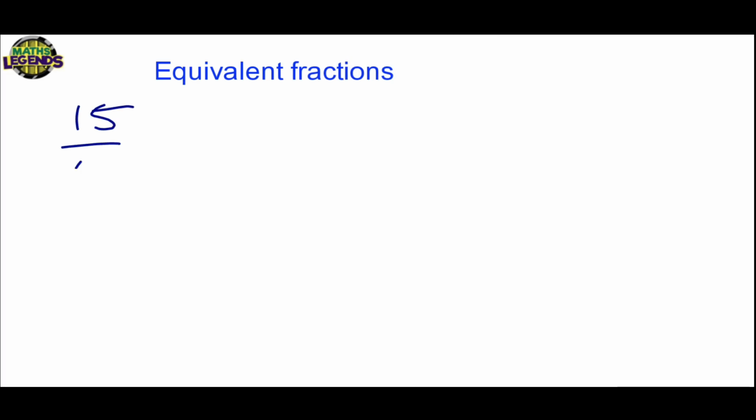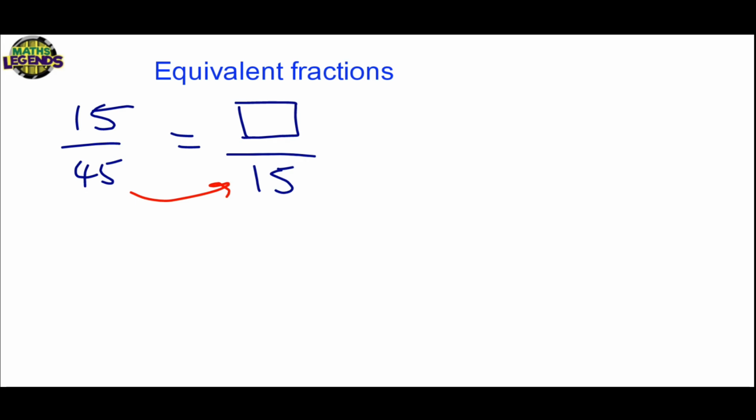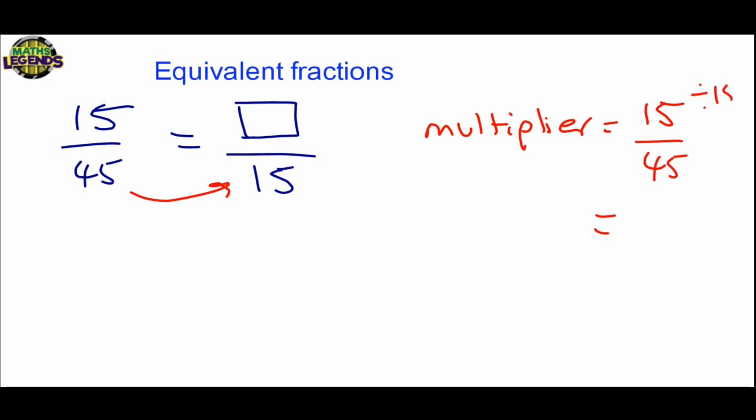Now let's look at another example. 15 over 45 is equal to something over 15. So here we're going to look at the bottom numbers. As we know, it's starting from 45 and it's going to 15. So we calculate the multiplier in the same way. So it's 15 over 45. We can simplify this, divide the top one by 15 and the bottom by 15, and that gives us 1 over 3. So here, this is the same as saying times a third.